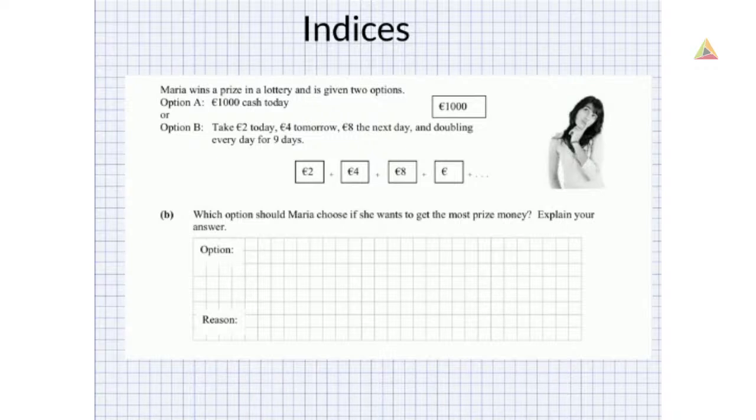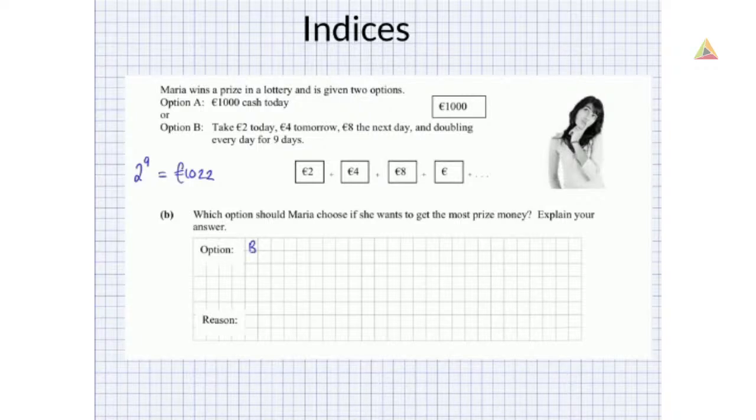So the first option is to just take €1,000. Now the other option is that the €2 doubles every single day for 9 days. So option B would be 2 to the power of 9, because it doubles every day for 9 days. Now 2 to the power of 9, if you put that into the calculator, it would give you €1,022. So the option that she should choose if she wants to get the most prize money is option B.